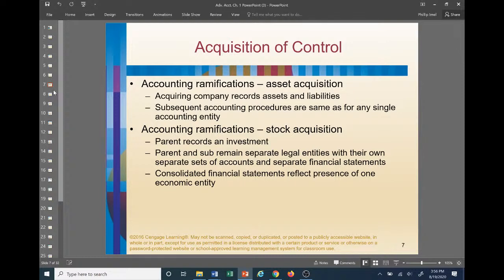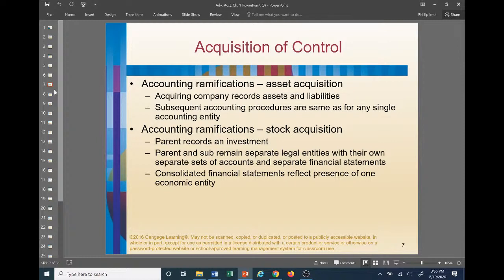Okay, accounting ramifications for a stock acquisition. The parent records an investment, so they're going to have an actual investment account on their balance sheet. Entities have their own separate sets of accounts and separate financial statements. So they're going to remain separate here, right? They're separate accounting entities, but they're going to be one economic entity, and we'll get to that later in this course. Consolidated financial statements reflect the presence of one economic entity.